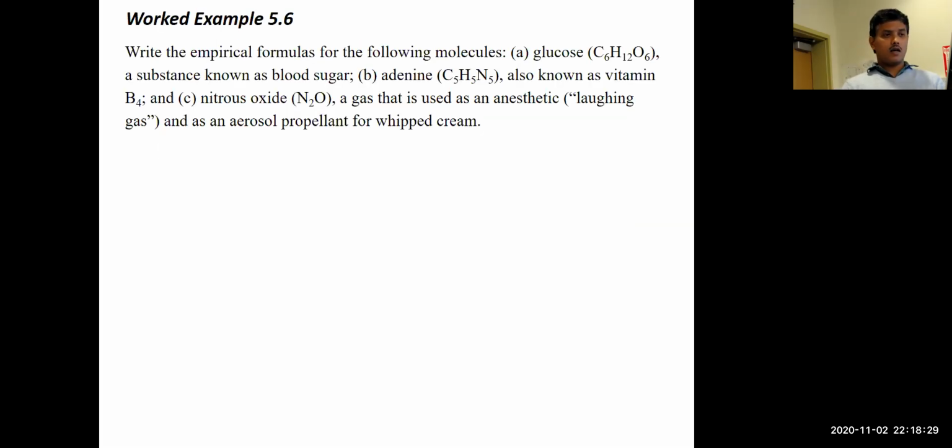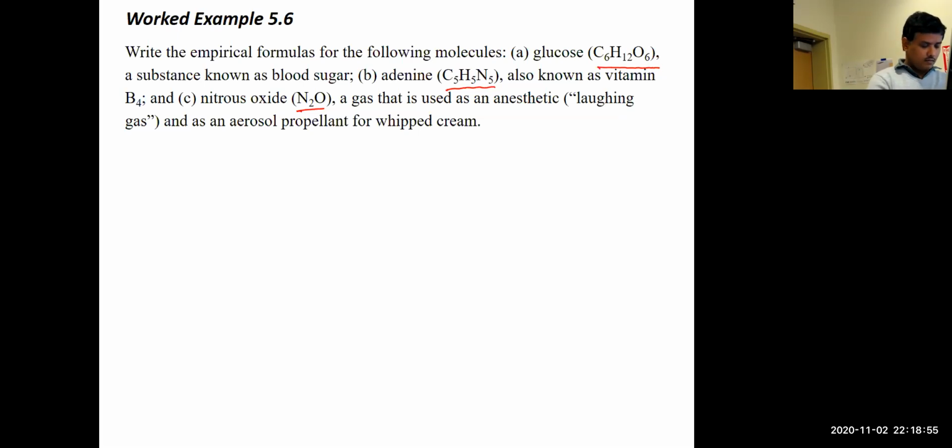Now, let's apply what we just learned. The question is asking us to write the empirical formula for the following molecules. For glucose, it has the chemical formula of C6H12O6, for adenine, C5H5N5, and for nitrous oxide, N2O. Let's work on it.